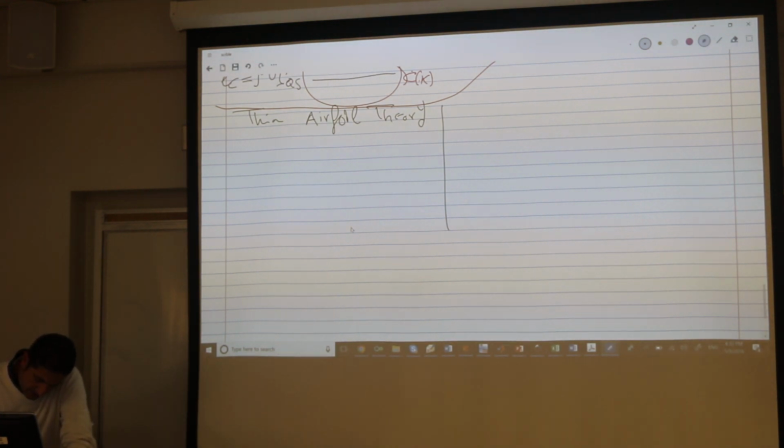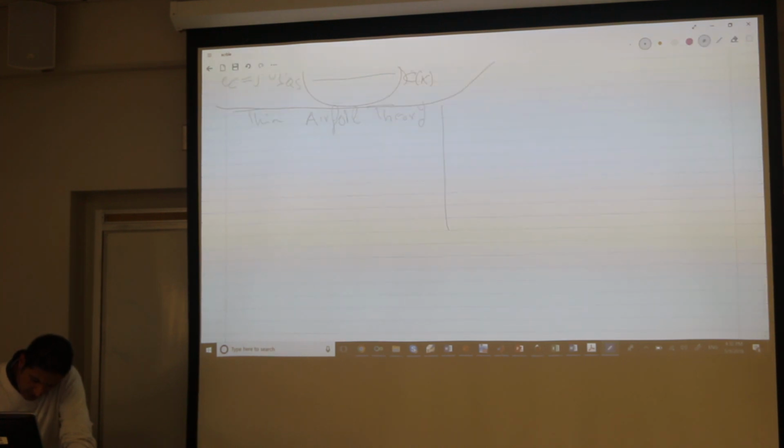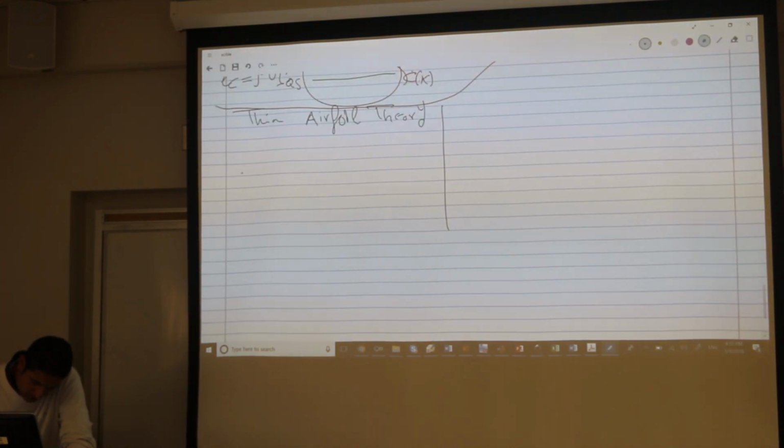So what do we have? Actually, I draw this too many times today. Anyway, you have your gamma bound as a function of x, and maybe your airfoil. So we have a camber here or whatever. This airfoil is moving with U infinity.